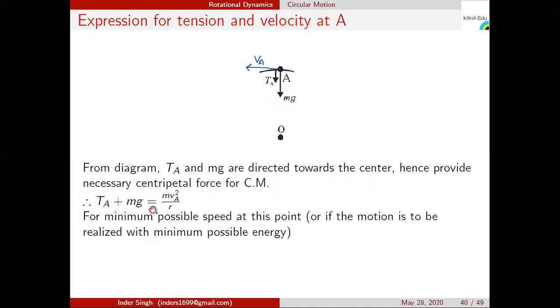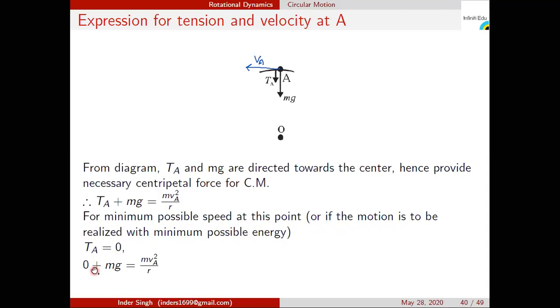For the expression of VA, we should get the minimum value, right? For the minimum possible speed at this position, or if the motion is to be realized with the minimum possible energy, the TA value should be equal to 0. If TA is equal to 0, then 0 plus mg is equal to m VA squared divided by r. So m will get cancelled. VA will be equal to under root of rg.